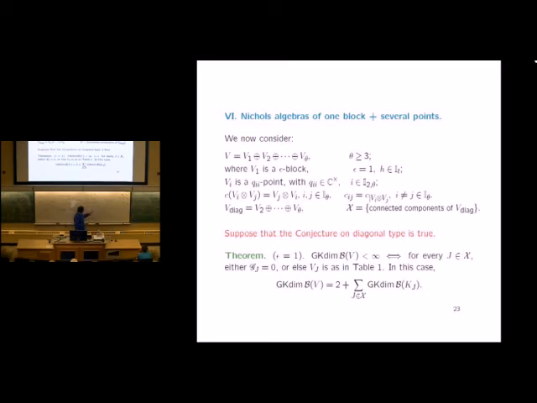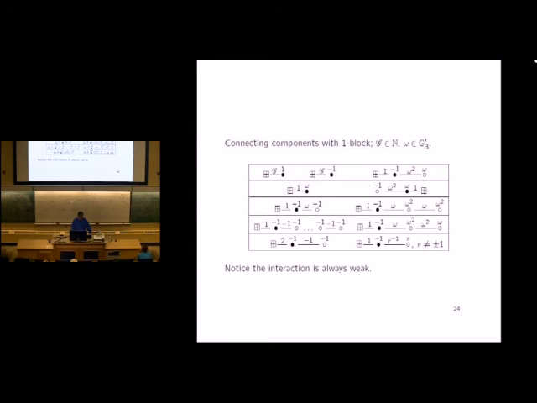and I look at the connected components of this braided vector space of diagonal type, and for each connected component, either the ghost is 0 or it is in some table, and we can tell you exactly what is the Gelfand-Kirillov dimension. And the table is as follows.